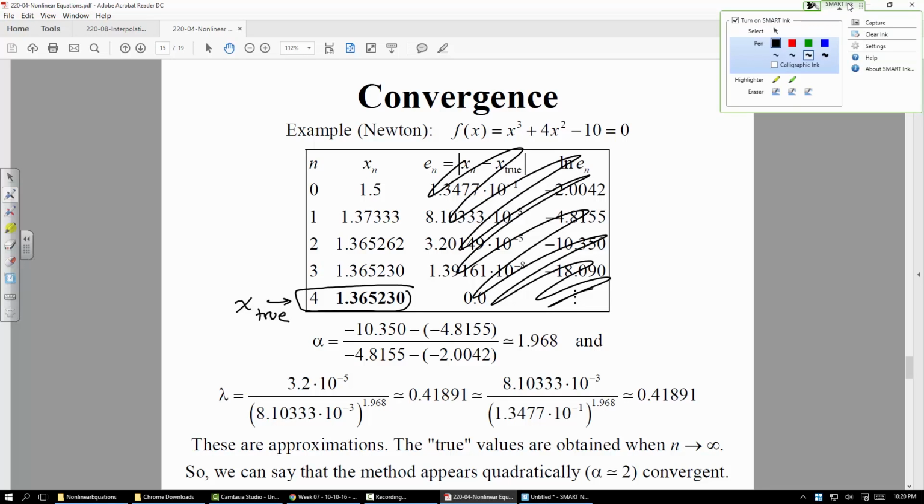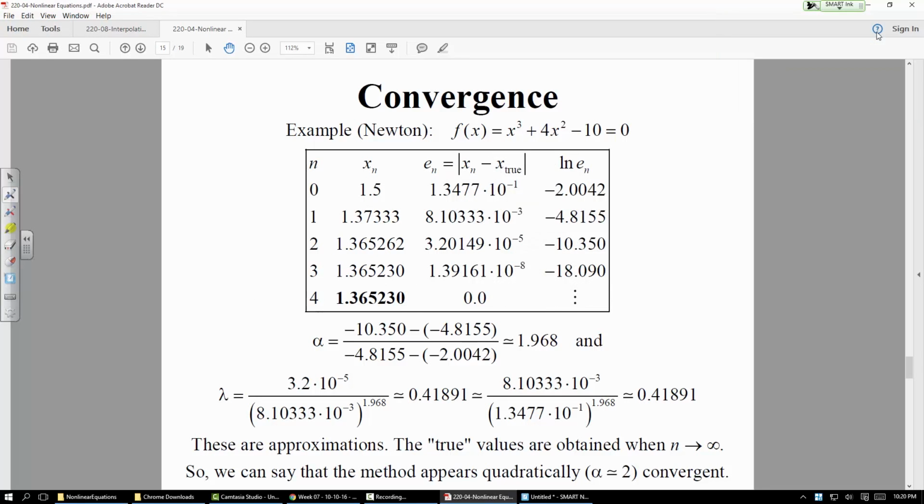Now, with that in mind, we go back, and now we calculate the second column. Once we have this true value, which is this guy, we're going to go ahead and calculate all these e sub n's. From that, you're going to take the logarithm of all of these values. Your error here is going to be 0 because we have true minus true. So that's going to cancel out. The logarithm of 0 is negative infinity, so we're not going to use that value. And now basically we just have to calculate alpha based off of the numbers that we've tabulated.